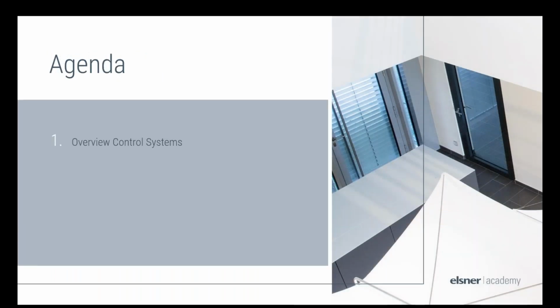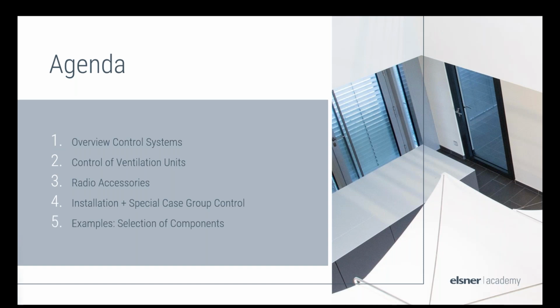For the agenda, firstly, we're going to have a look at the overview of the different models that Elsner Elektronik is offering. Next, we're going to look at the control of ventilation units. Afterwards, we'll look at all the accessories that you will need to extend your existing or new installation. Next, we'll focus on the installation and special cases, for example, the group control. In the end, we're going to look at the practical aspects of what we learn today. We will discuss several use cases together, and in this last section you can also verify if you understood what we discussed, with some practical examples. All right, let's jump into it.